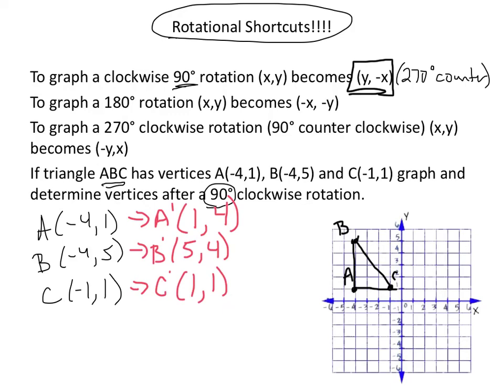And we're going to graph these points. So we have 1, 4. We have 5, 4. And then we have 1, 1. Now keep in mind this is not a reflection, it is a rotation. So it's like I took my paper and I turned it. So this would be A prime, this would be B prime, and this would be C prime, which is actually another way that you can do it is by using tracing paper.